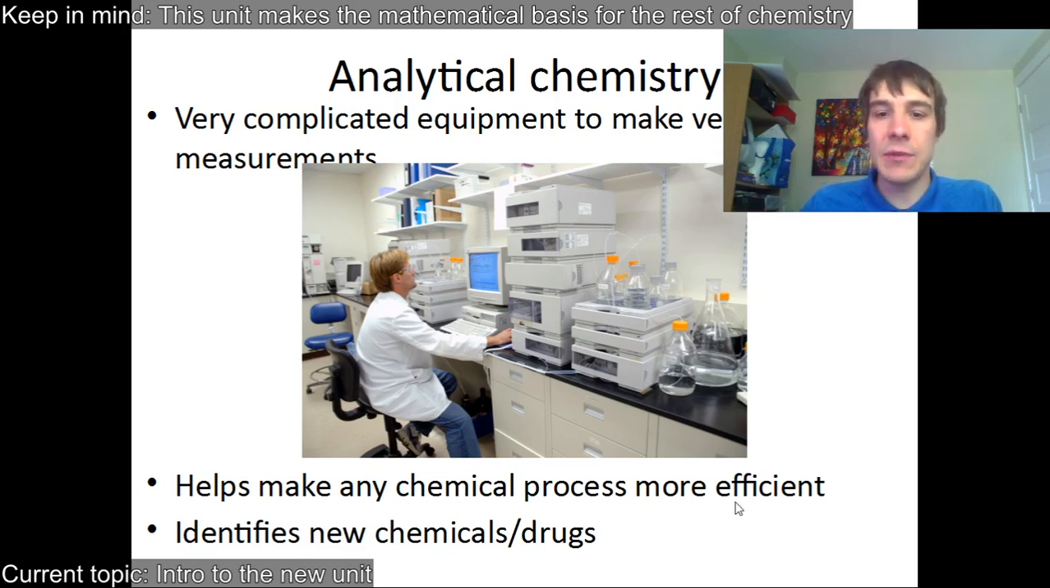It makes chemical processes more efficient. It identifies new chemicals and drugs. There's always a need for analytical chemists because they're checking in on a process, making sure that the right ratios are happening. If the wrong ratios are happening, they'll be able to maybe figure out what's going on and adjust the equipment and things like that. It's a very useful field. There's even a subtype of engineering called chemical engineering that combines this analytical chemistry with engineering, so that they're basically making their own apparatuses and things like that. So it's a really cool career path.